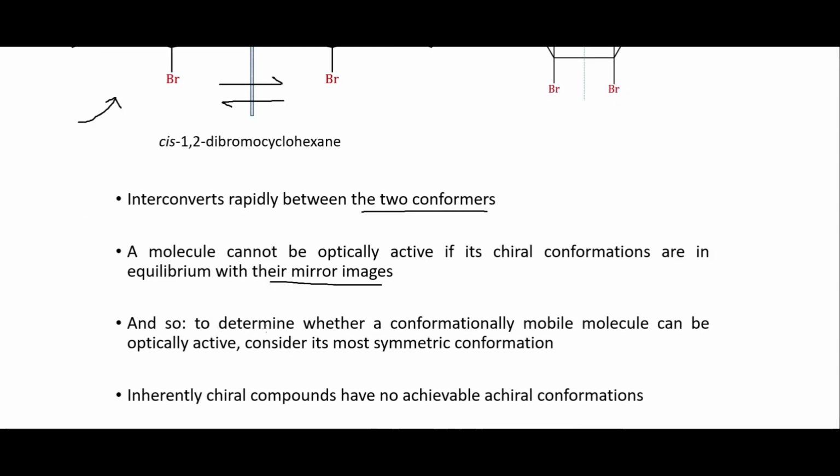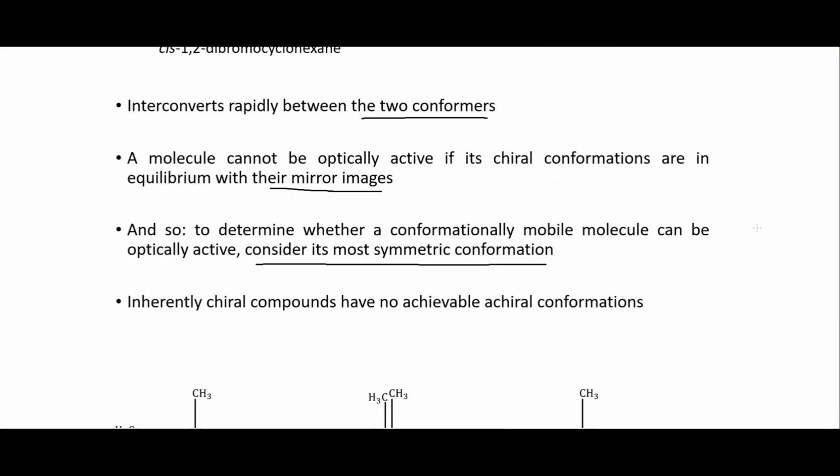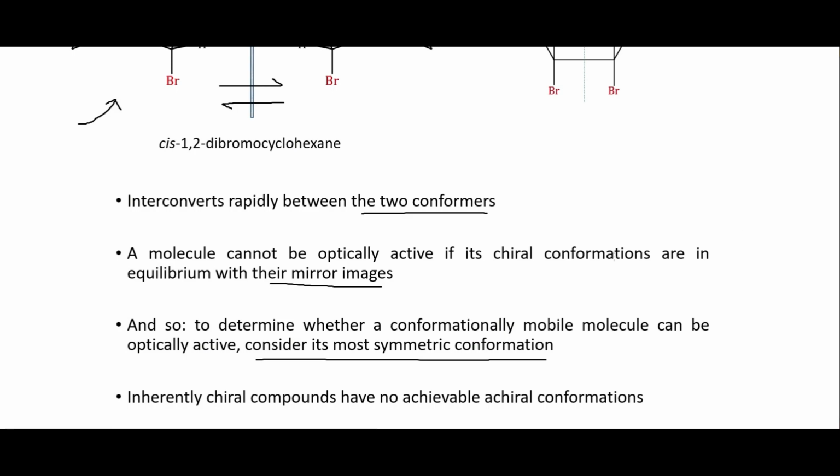And so to determine whether a conformationally mobile molecule can be optically active, consider its most symmetric conformation. And so that's actually what I have right here. So if we look at its most symmetric conformation, that's just with the 6-member ring flat. And so we see that this actually has an internal mirror plane of symmetry here. And so that is not going to be considered chiral.